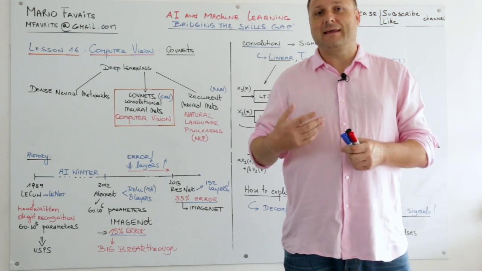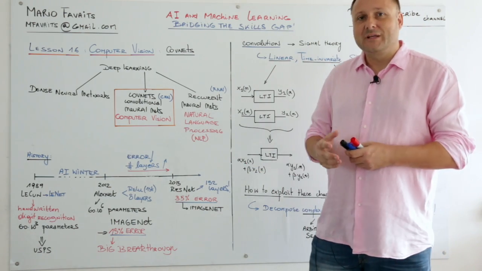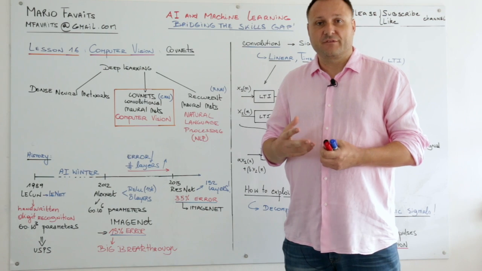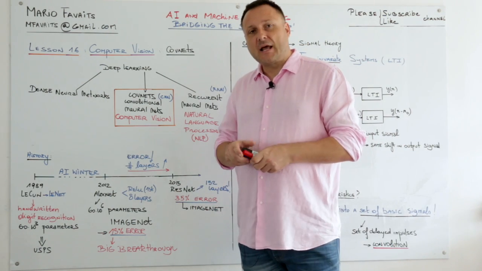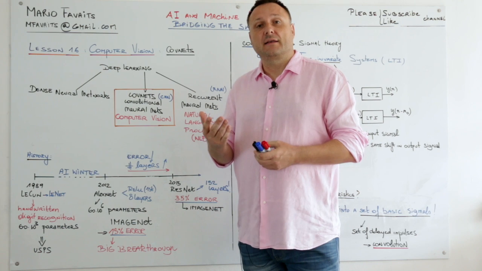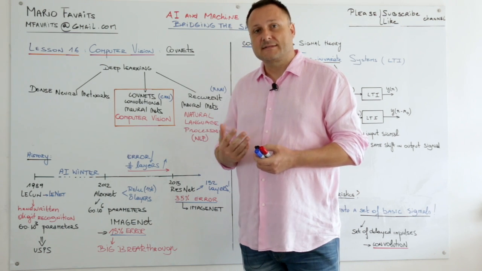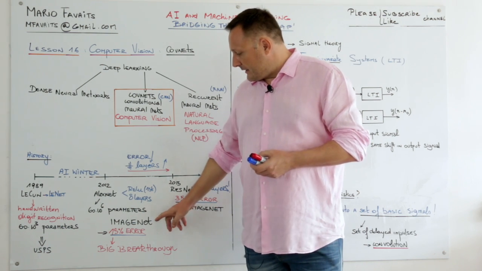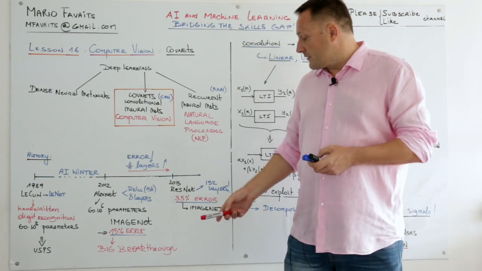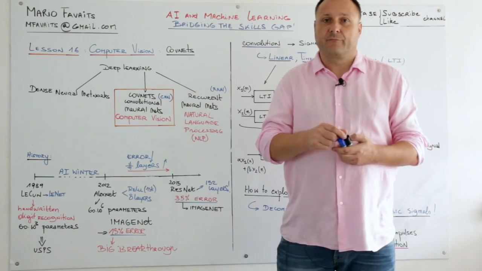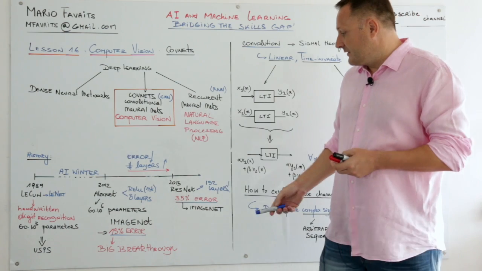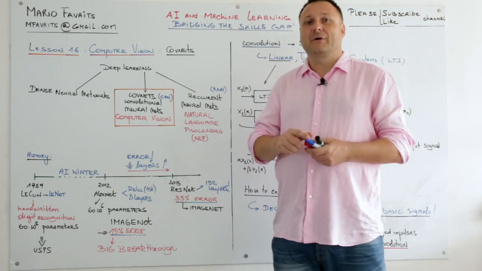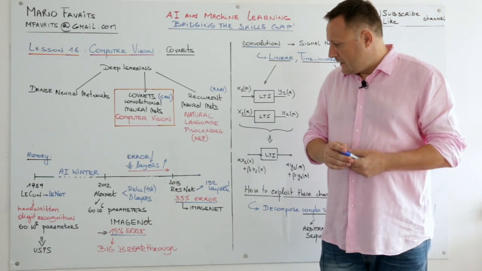ImageNet is a data set of 14 million high resolution pictures, and the challenge was given to classify these pictures into 1,000 classes. And AlexNet won that with an error of 15%. But this was seen as a big breakthrough because the second runner-up didn't do that well.